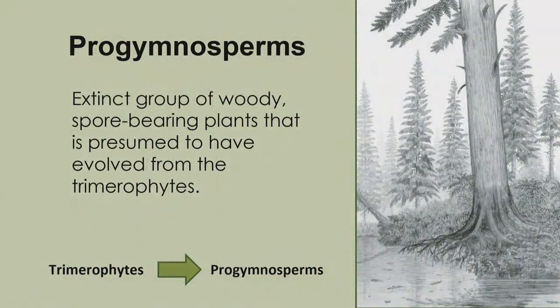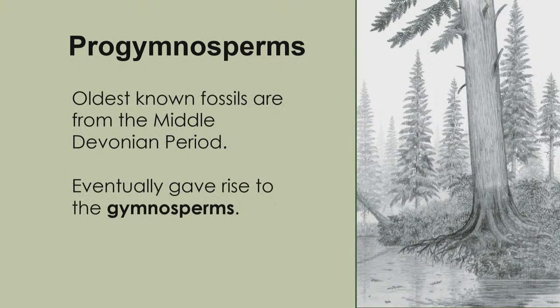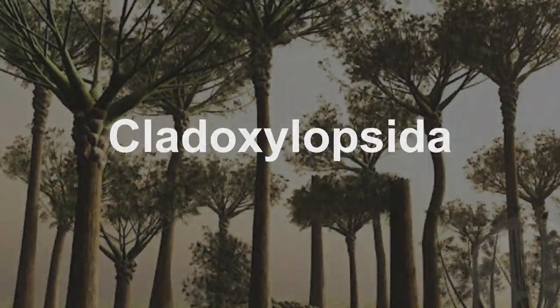Now, it's also the time we start to see the rise of these Progymnosperms. These are an extinct group of woody, spore-bearing plants that are presumed to have evolved from the Trimerophytes. And they're kind of a transition group of plants between the Trimerophytes and the modern Gymnosperms. Oldest known fossils are from the Devonian period, and they eventually gave rise to Gymnosperms, which include Archaeopteris, pine trees, whatnot, Ginkgo biloba, and we'll talk about the Gymnosperms here in a little bit.